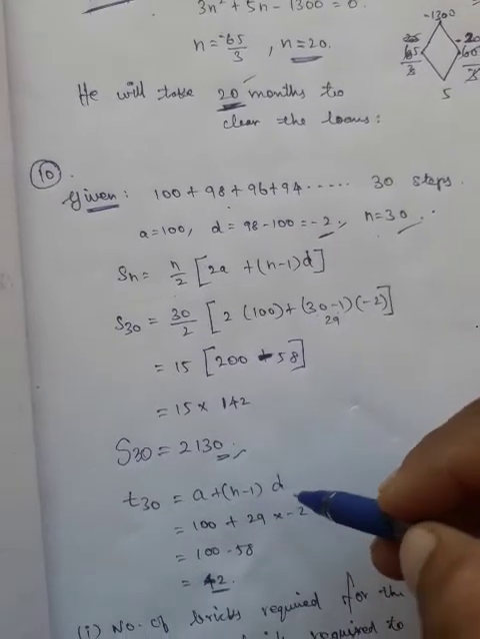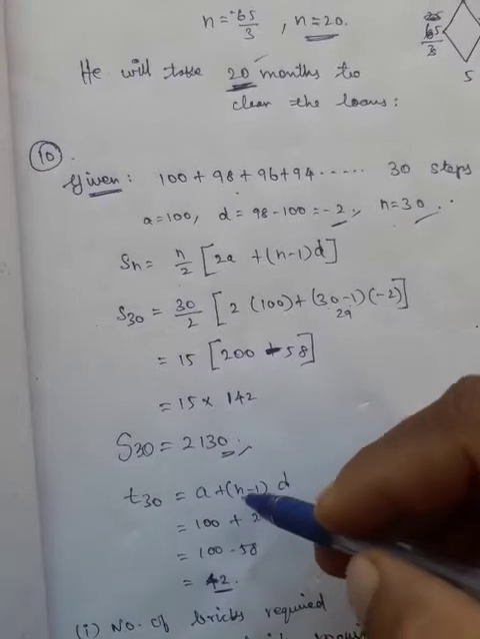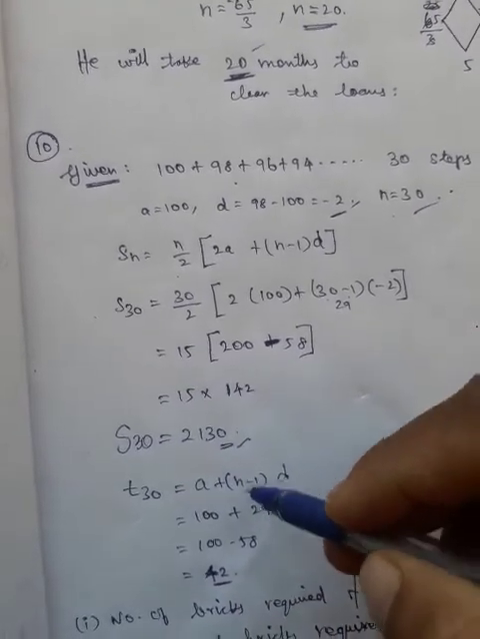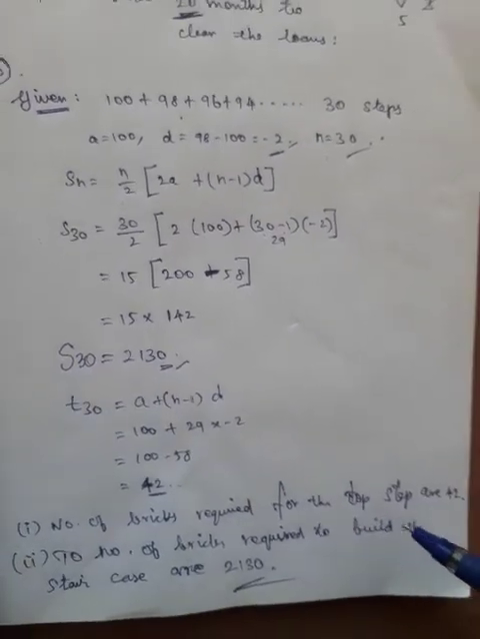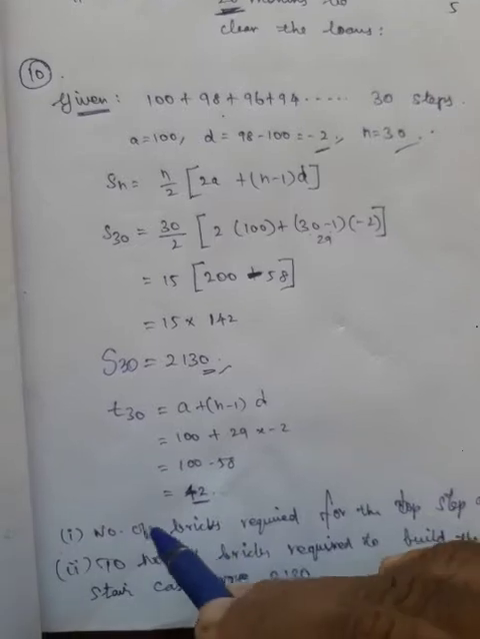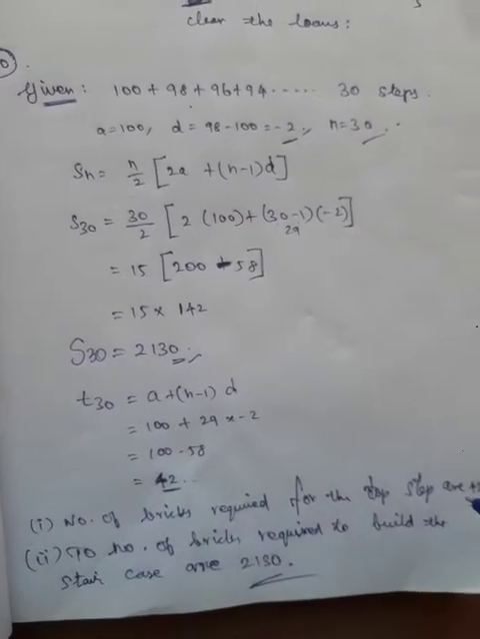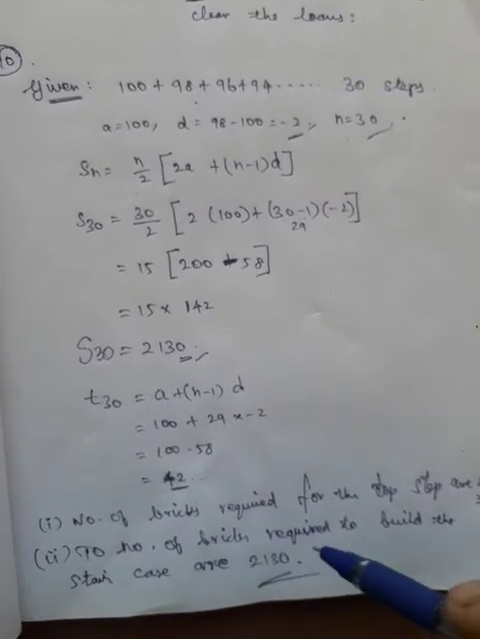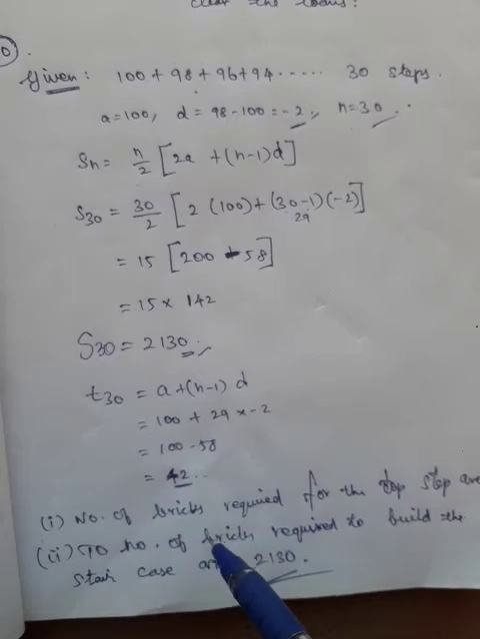So find the T30 value also. The term formula is a plus n minus 1 into d. Substituting these numbers, we get 42. So the number of bricks required for the top step is 42. And the total number of bricks required to build the staircase is 2130.